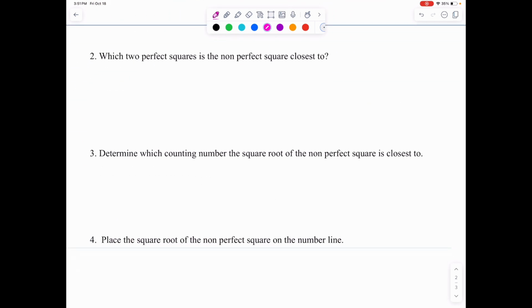Number 2 says, which 2 perfect squares is the non-perfect square closest to? Let's start thinking of some of our perfect squares. 1 times 1 is 1. 2 times 2 is 4. 3 times 3 is 9. 4 times 4 is 16. 5 times 5 is 25. So there's the list of our first 5 perfect squares. And we got 13. So 13 is going to fall in here, right? It's going to be between 9 and 16.